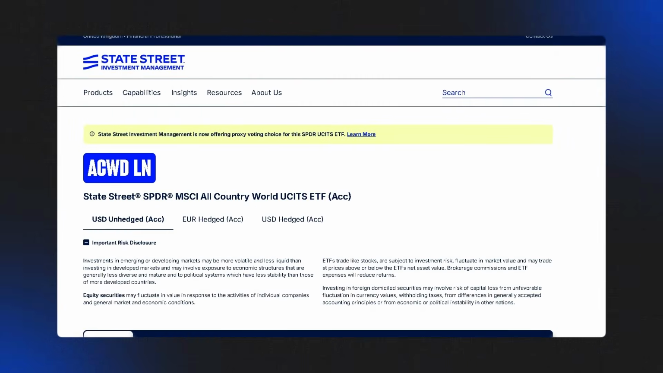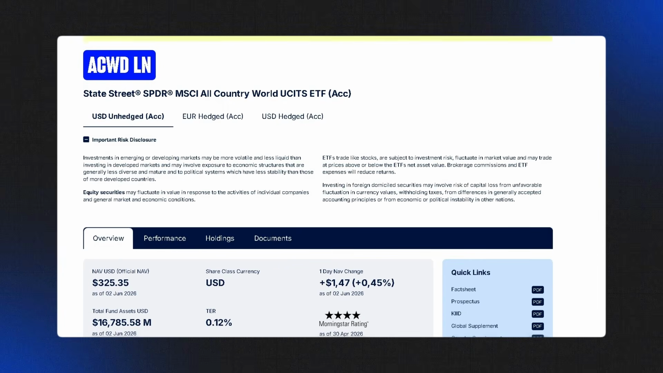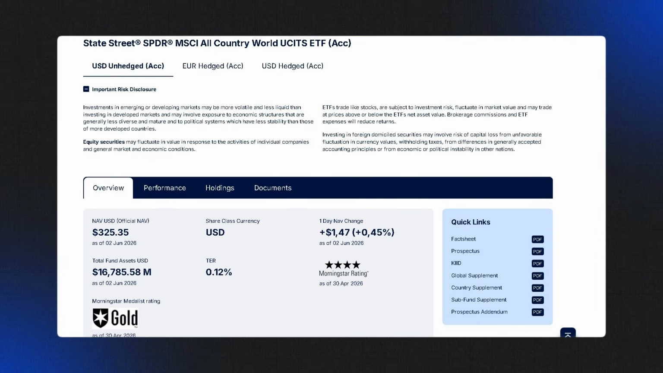Through researching this, I also discovered the true fees of ACWI, the current top pick for a global ETF in many people's eyes in the UK.